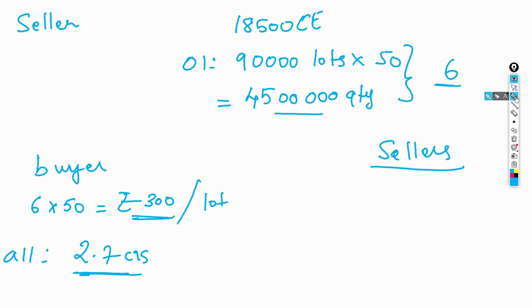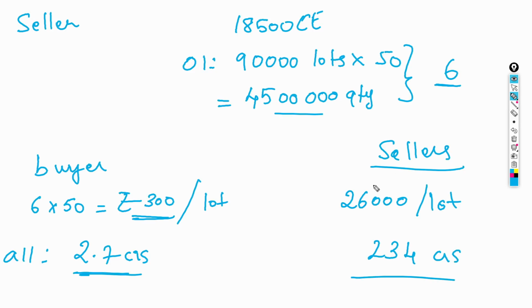So without buying the hedge, it is 3 times more. After buying the hedge, he requires close to 26,000 rupees per lot. So how much have the sellers totally paid to enter this contract? The buyers all put together have paid around 2.7 crores, whereas sellers have paid somewhere close to 234 crores just to enter this contract with the hedge.